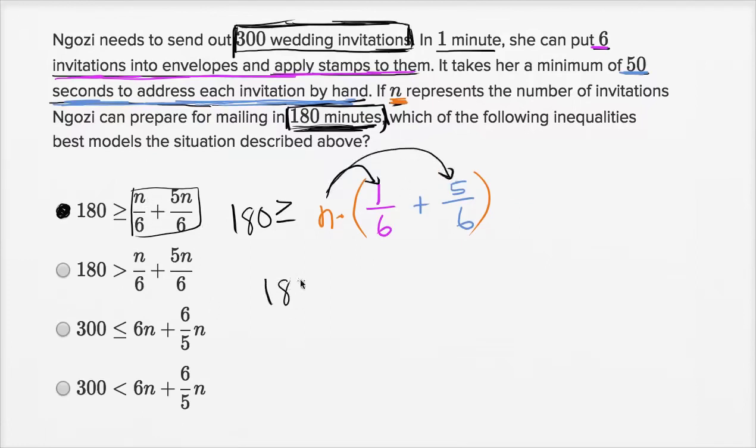You're going to get 180 is greater than or equal to n over 6 plus 5 times n over 6, which is exactly what you have here. But it's really interesting because just looking at the choices, it actually jumped out pretty fast that this was probably going to be the one that we cared about.